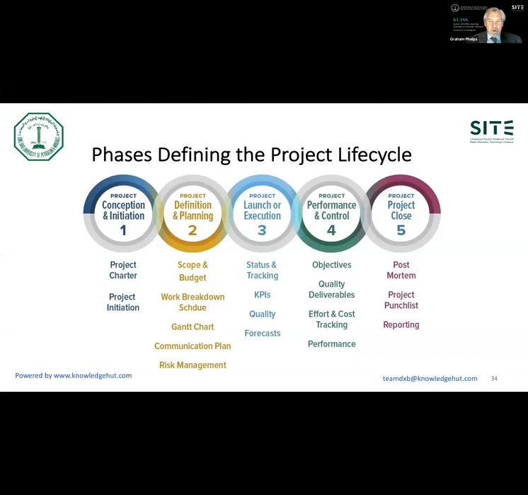Phase 4, performance and control. Review and definition of objectives, quality deliverables, effort and cost tracking, and then some measure of performance. And then 5, the project close. Now, 4 and 5 in most projects are very closely linked.